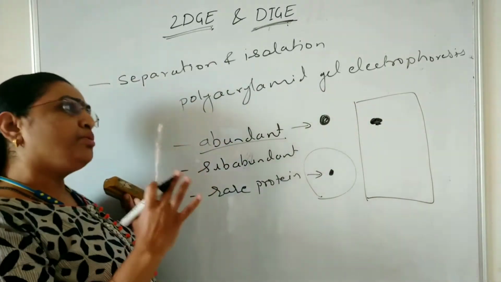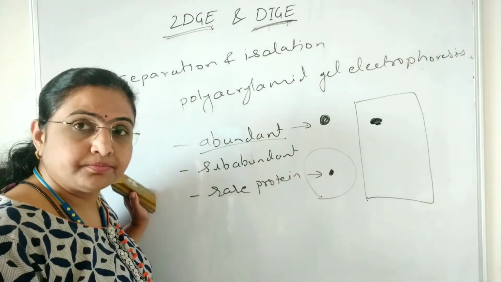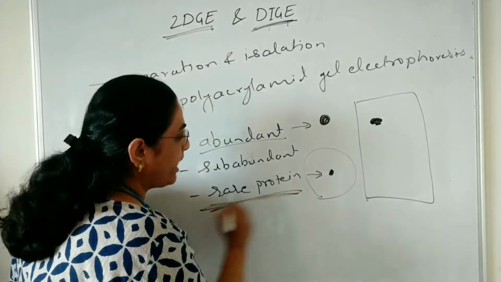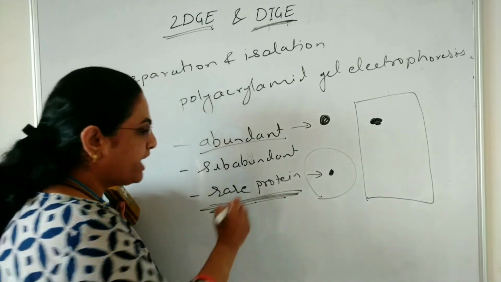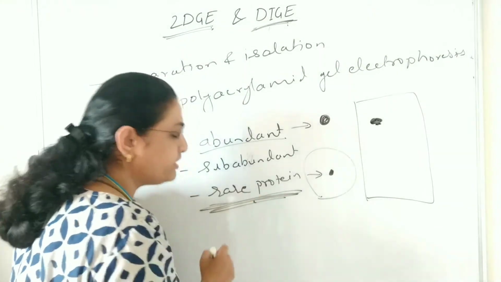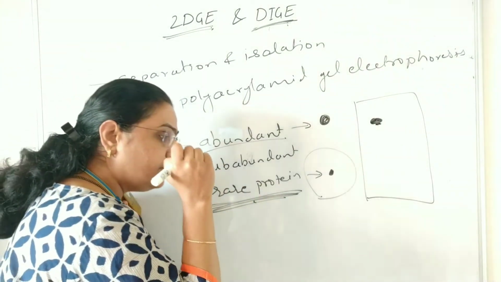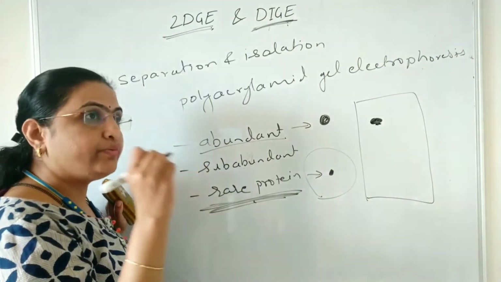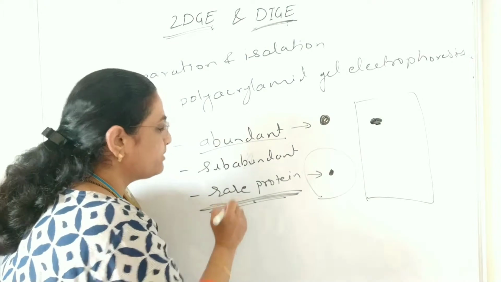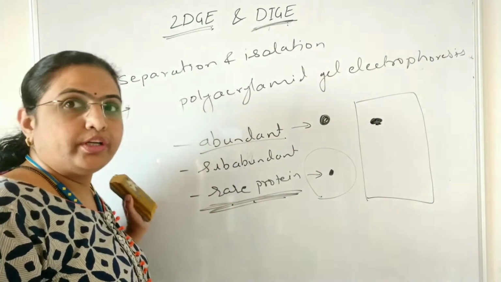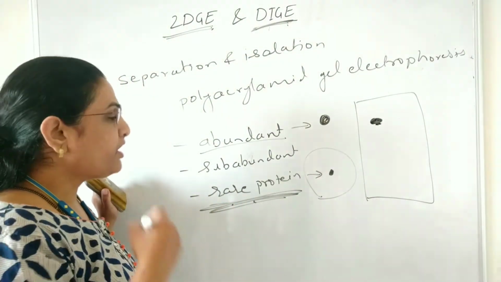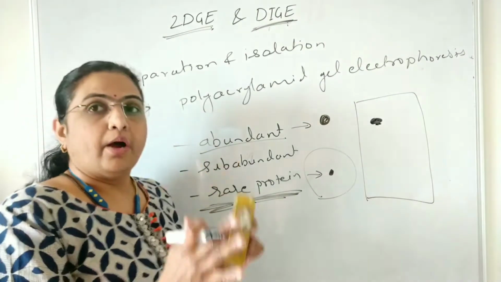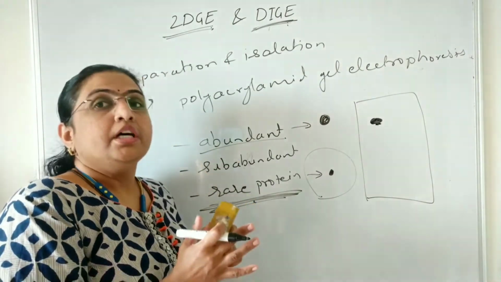So how is it going to be done? What is required to identify these rare proteins? These rare proteins present in the cell are the proteins of interest, because they make the difference between two cells. So these rare proteins are the important ones, the proteins of interest.